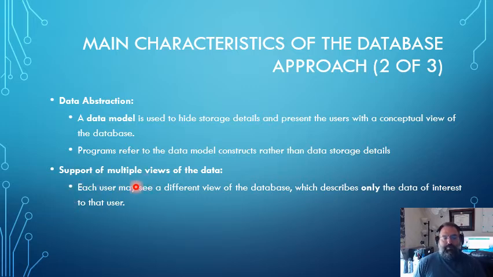Support of multiple views of the database, or of the data, allows each user to see a different view of the database. Each describes only the data that is of interest to that user, and take that a step further. Sometimes they can only see that stuff which they're allowed to see. That's oftentimes referred to as row level security. Basic idea is that sometimes you don't want you and I to see the same things. And in that scenario, I might see 5 rows and you might see 4. So it's based upon who you are that determines potentially what you see.